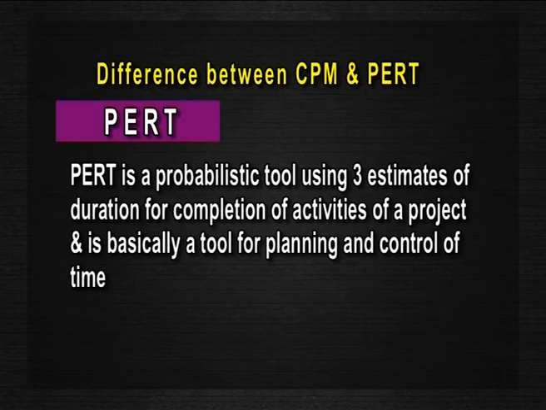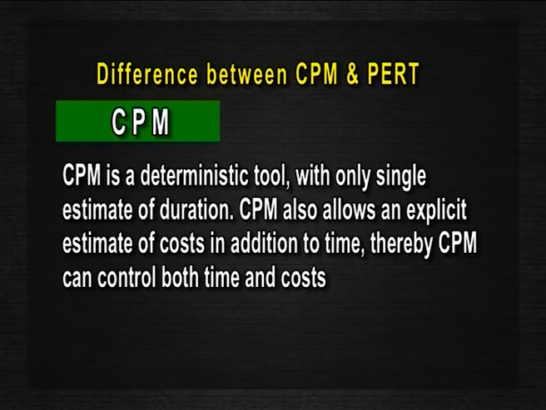PERT is a probabilistic tool using three estimates of duration for completion of activities of a project and is basically a tool for planning and control of time, whereas CPM is a deterministic tool with only a single estimate of duration. CPM also allows an explicit estimate of costs in addition to time, thereby CPM can control both time as well as cost.